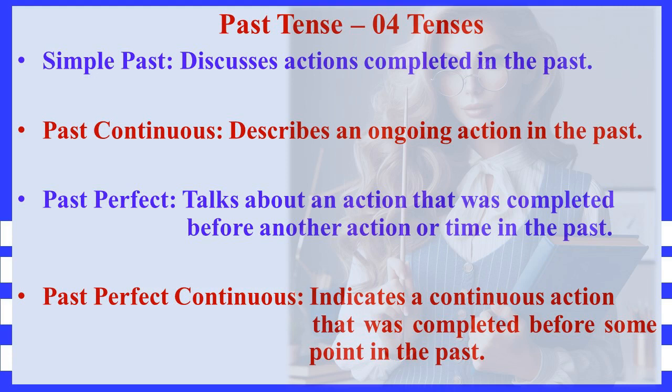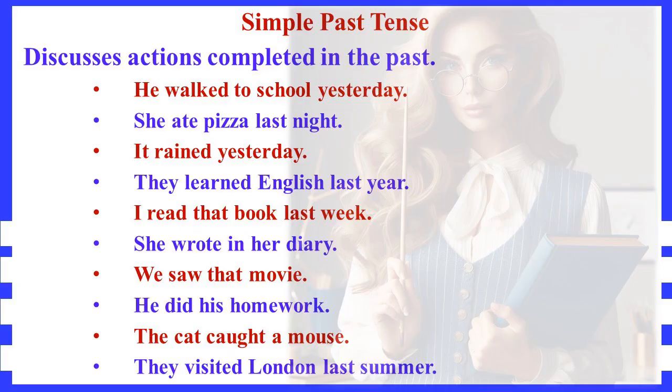Past perfect continuous. Indicates a continuous action that was completed before some point in the past. Simple past tense. Discusses actions completed in the past. Examples. He walked to school yesterday. She ate pizza last night. It rained yesterday. They learned English last year.